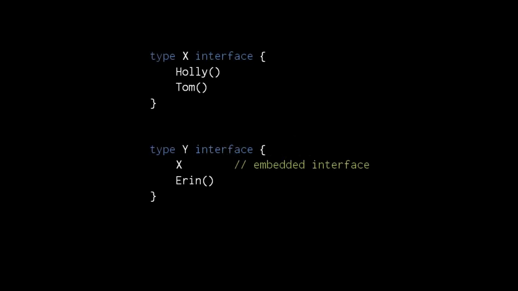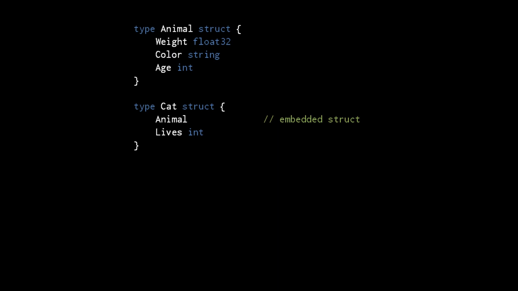As a minor convenience, we can automatically include all of the method signatures of one interface into another by name. Here, for example, all the method signatures of interface X are embedded in interface Y. This has the exact same effect as if we were to simply write all the same method signatures of X directly in Y. We can do a similar thing with structs, but with further reaching consequences.